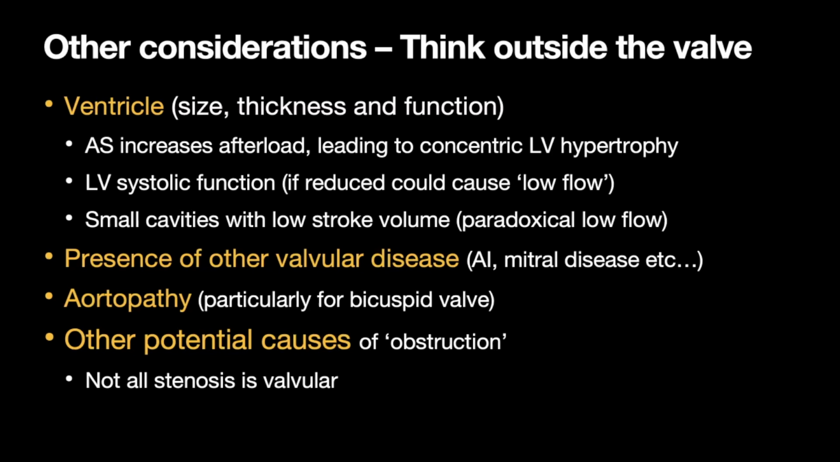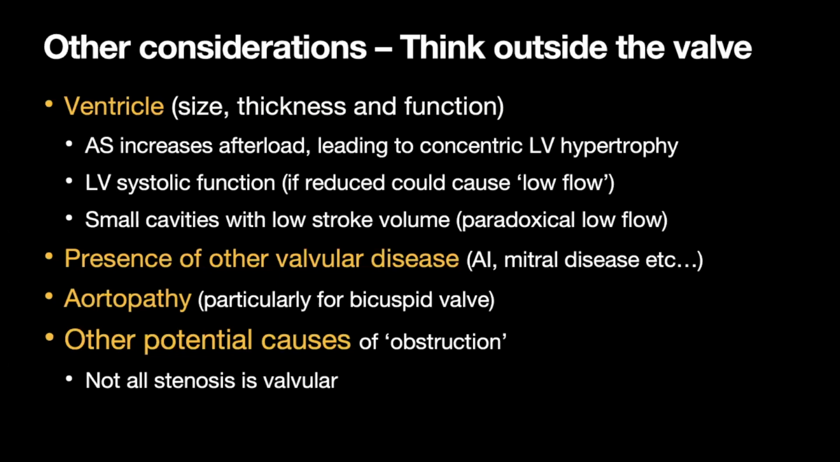You also want to look at the presence of other valvular disease, for example, aortic insufficiency or mitral disease, because this can affect your assessment of the aortic valve, and you want to make sure that you're not missing other valves that are interventionable if you're sending someone for surgery, for example. You also want to look at the size of the proximal aorta and aortic root, looking for aortopathies, which is particularly important and more common in bicuspid valves, but also for the concept of pressure recovery, which we will come to.